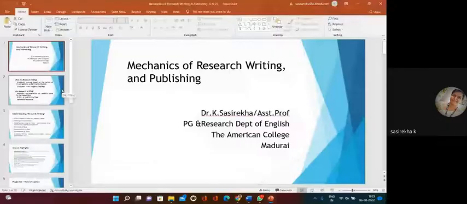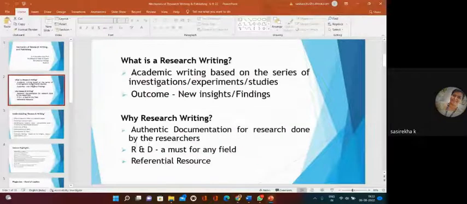Thanks to the organizer for giving me this opportunity to handle a session on mechanics of research writing and publishing. And like the previous resource person, I'm also going to share some of the ideas regarding how to go about research writing and how to get it published. These are my two components for today's session.